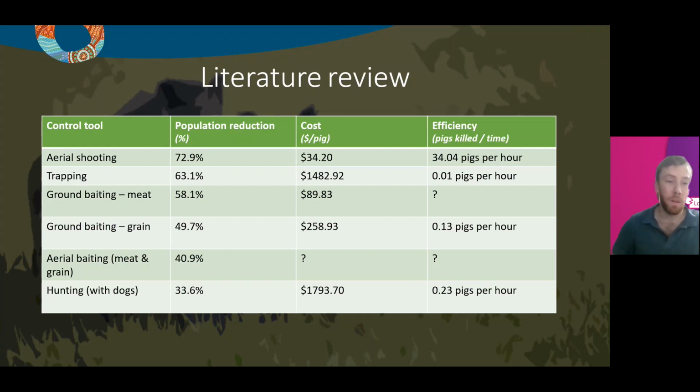In the case of hunting with dogs, obviously you can see there it's 33.6%, but it has been used in eradication programs before. And another island example, Santiago Island in the Galapagos chain, they eradicated pigs using a combination of hunting with dogs and a bit of ground baiting with meat as well, but mostly it was dogs. But it took 32 years and something like 37,000 hunted days to do it. So it is achievable, but requires a lot longer time period and a lot higher effort.